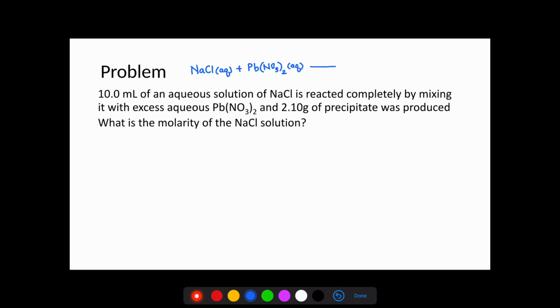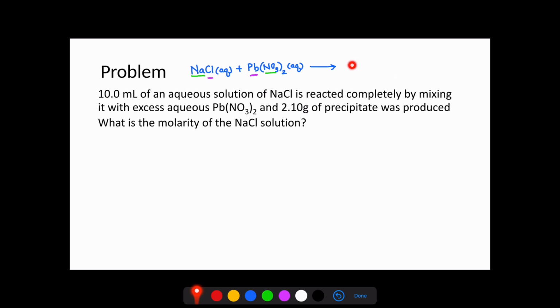Those two are going to react to produce products. And this is a reaction between aqueous solutions. And so we can use double displacement reaction. That means the cation here goes with this anion. Let me underline those. This cation put together with that anion. And this anion, you put it together with this cation. Okay? And write the correct formulas.